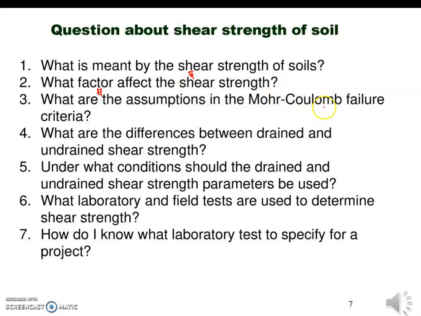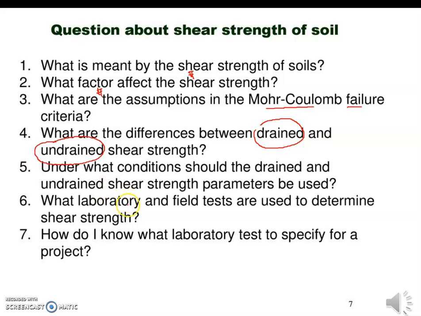So later you will see that we will use the Mohr-Coulomb failure criterion. So what is the Mohr-Coulomb? And note that during your learning, please differentiate what is drained and undrained shear strength, because it will affect the design more later on.